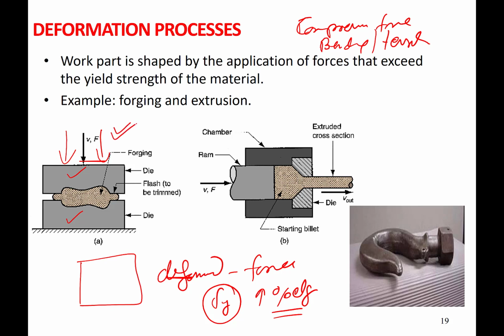So these are the two processes. This is forging and this is the extrusion process, where a very large section is reduced by pushing it through this die, or through successive forging in different dies we get the desired size and shape components. So in this process basically plastic deformation is involved.